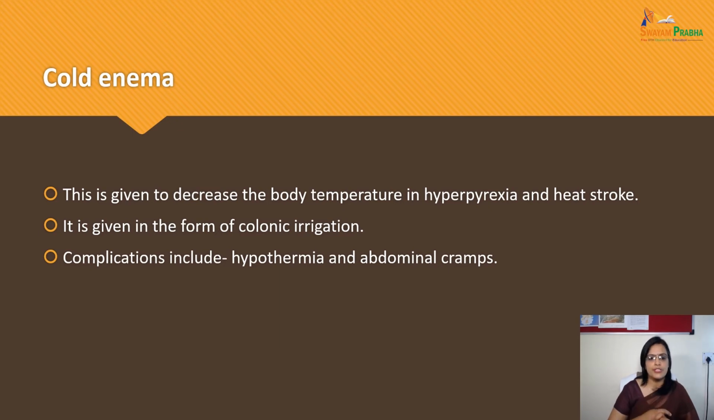Cold enema is given to decrease the body temperature in hyperpyrexia and heat stroke. Hyperpyrexia is when there is a sudden rise in body temperature, and heat stroke. It is given in the form of colonic irrigation, and the complications may include hypothermia and abdominal cramps in case of cold enema.